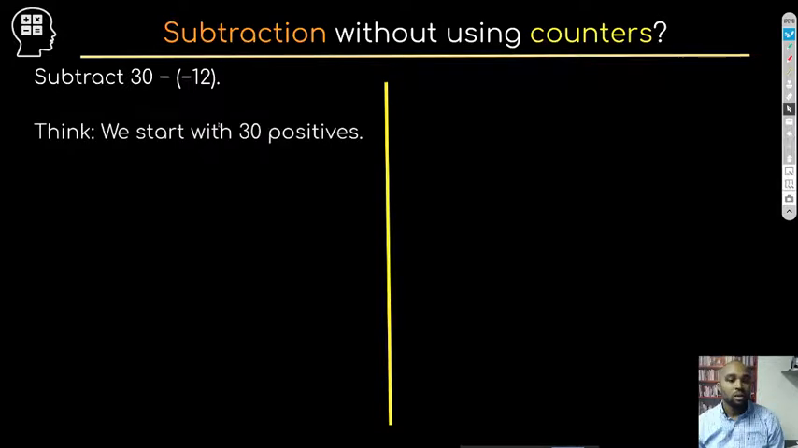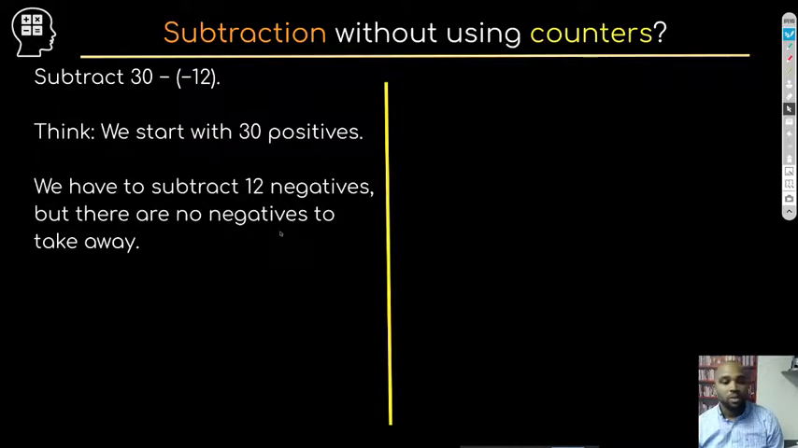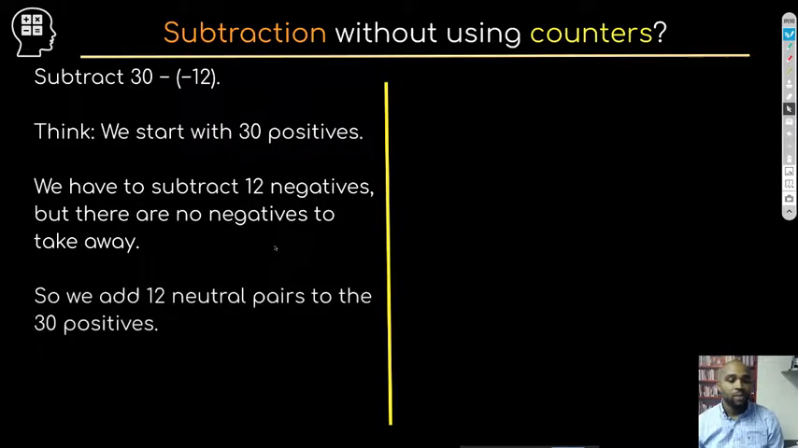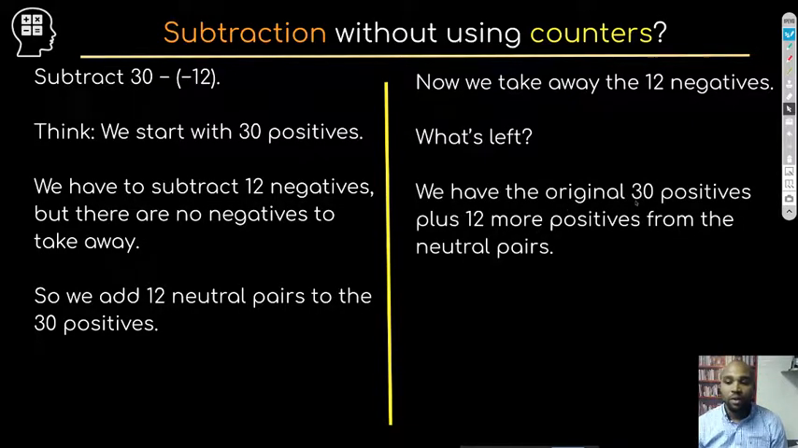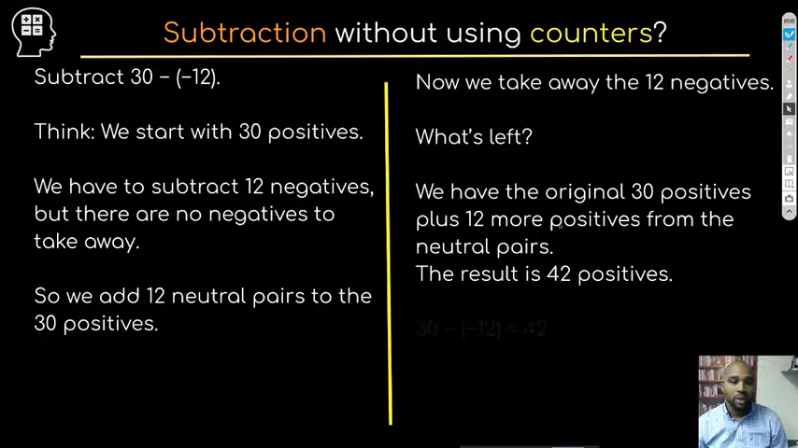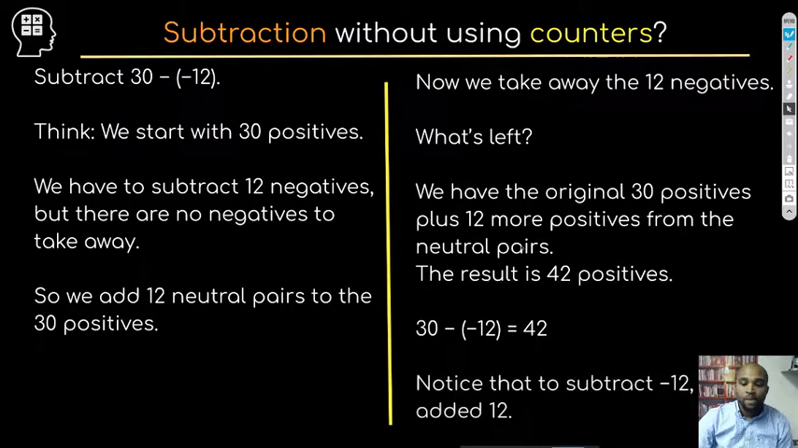So we're going to say start with 30 positives. We have to subtract 12 negatives, but there's no negatives. So we add 12 neutral pairs to those 30. And now we can take away those 12 negatives. And what's left? We have the 30 original plus 12 more positives because of those neutral pairs that are still left over. The result is 42 positives. So 30 minus negative 12 is 42. Notice that to subtract negative 12, we really just added 12.